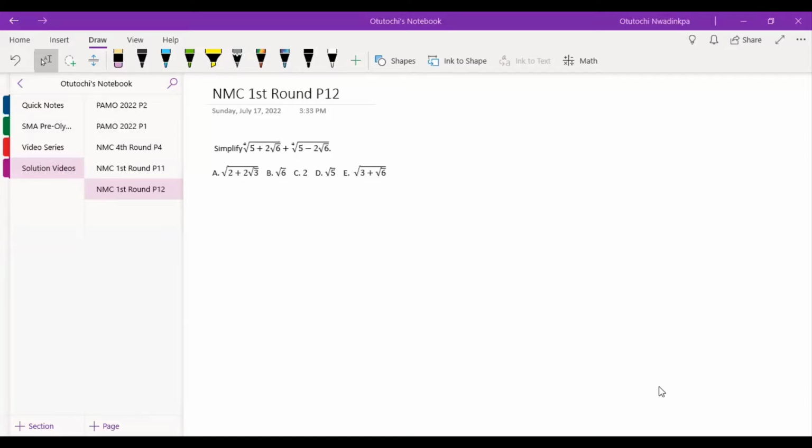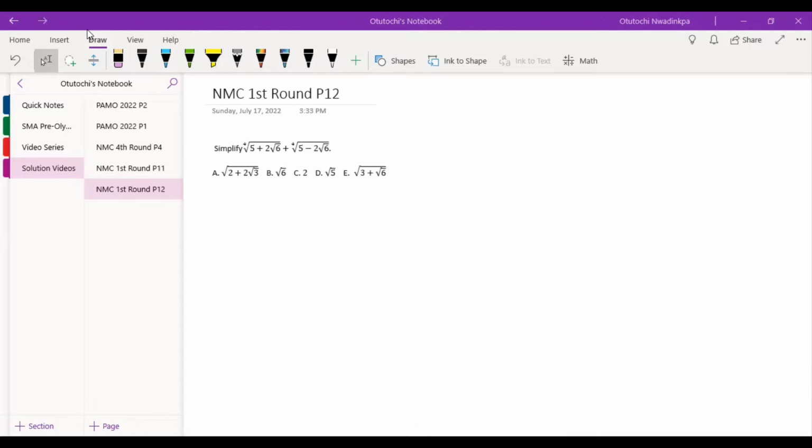So the 4th root of 5 plus 2 root 6 is the square root of the square root of 5 plus 2 root 6. Same thing for 5 minus 2 root 6. So if we can find the square root of 5 plus 2 root 6 and 5 minus 2 root 6, then we'll now be dealing with square roots instead of 4th roots. So let's do that, right?